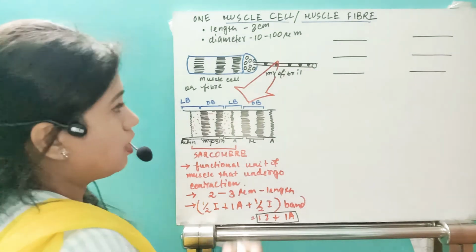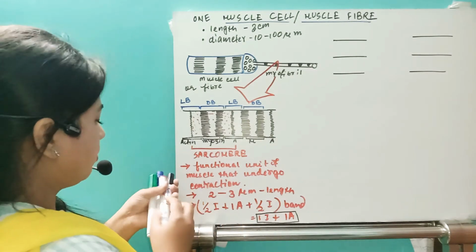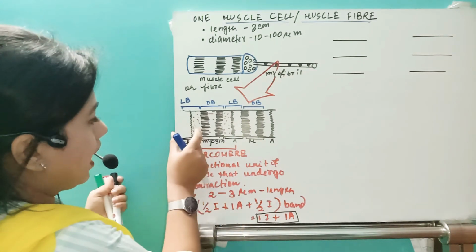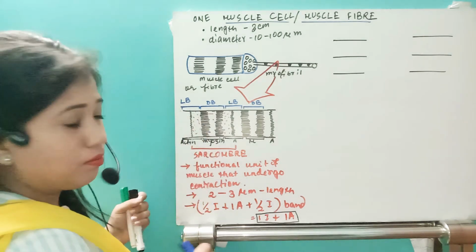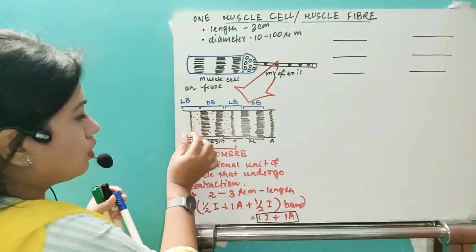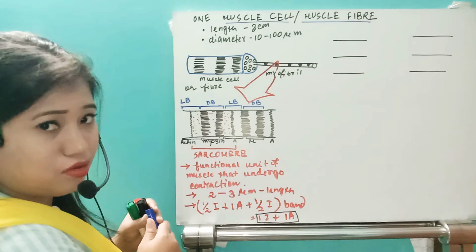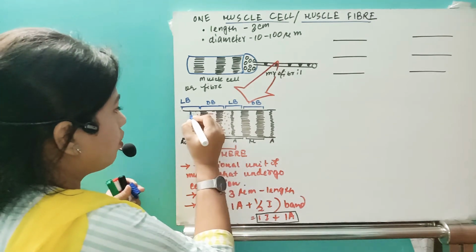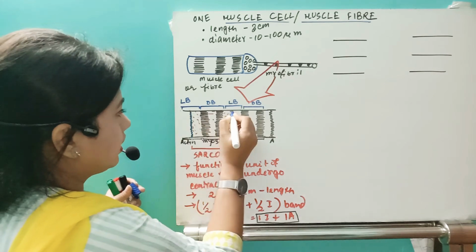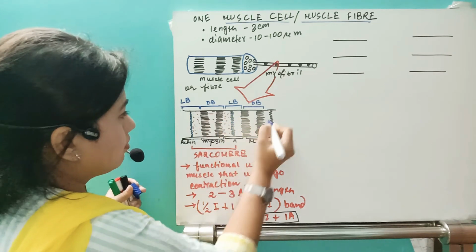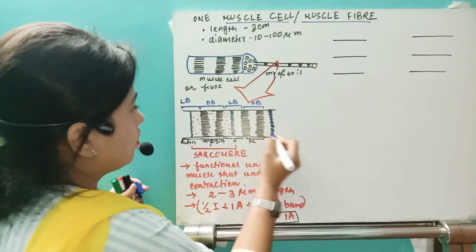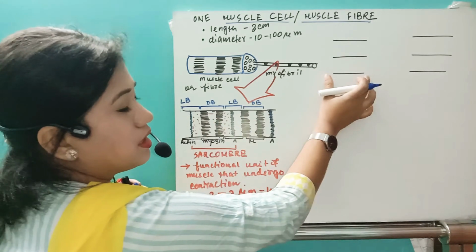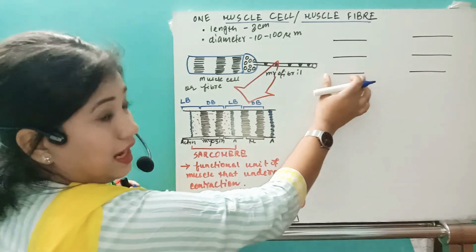Now in this I band, what we know is that this I band is divided by whom? A very small, thin dark band is there, right? Dark band means it's a line actually. So we'll draw this line. So this is the line, and I'm going to draw it now. Okay, so I have completely drawn this light band.